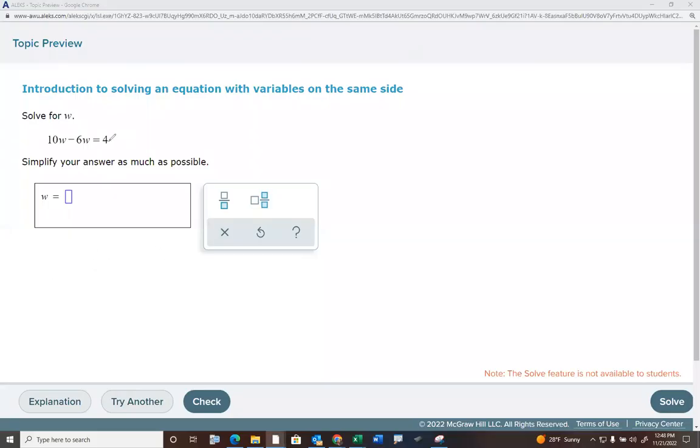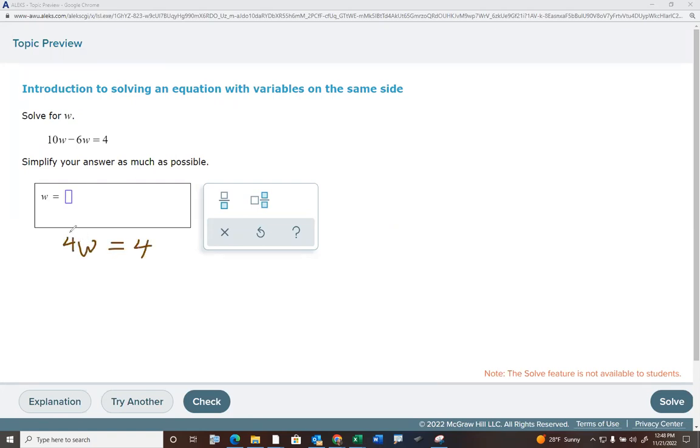Alrighty, so 10W. Well, what's a good thing that starts with W? Watermelons. 10 watermelons, and I subtract away 6 watermelons. These I can combine because they are like terms. Like terms are terms that have the exact same collection of variables. They both have exactly 1 W, so I can combine them. So 10 watermelons minus 6 watermelons would be 4 watermelons.